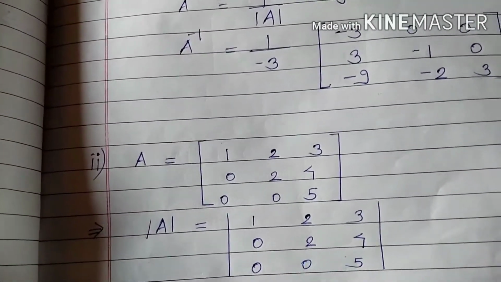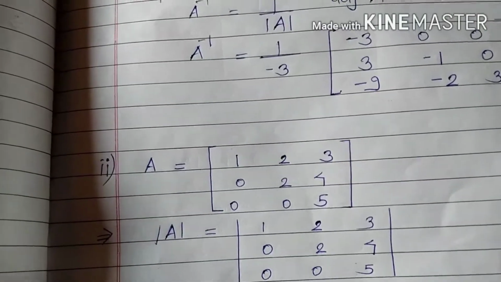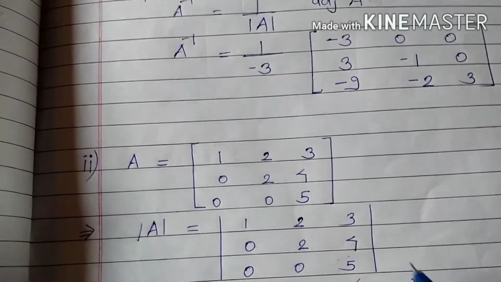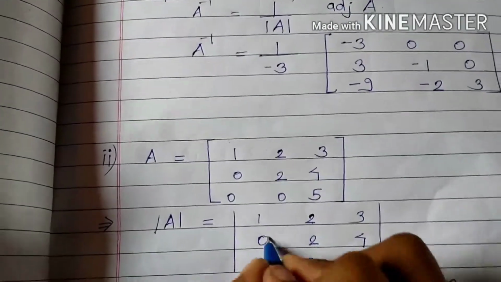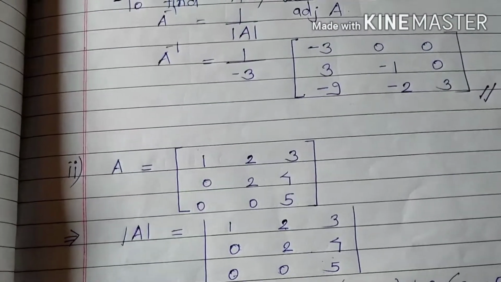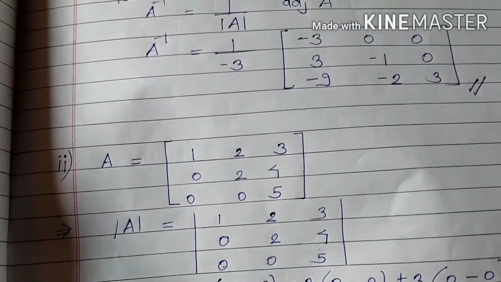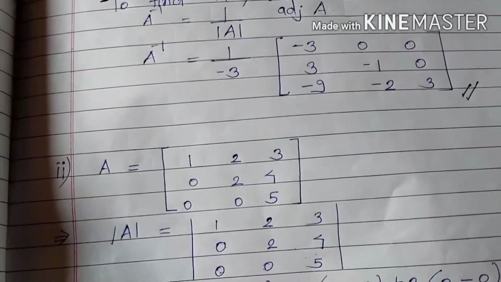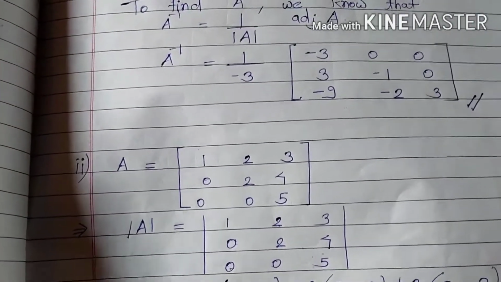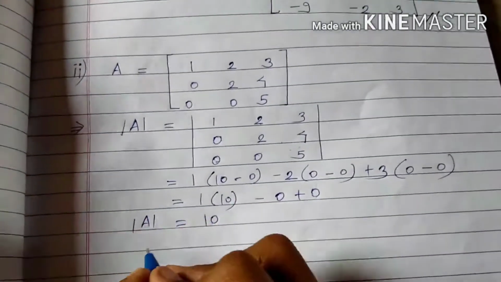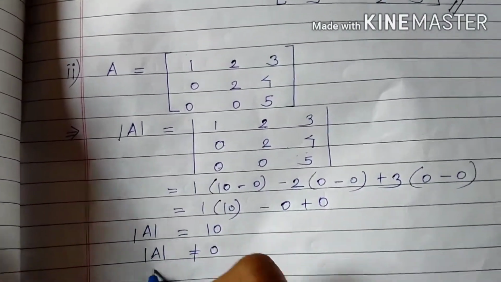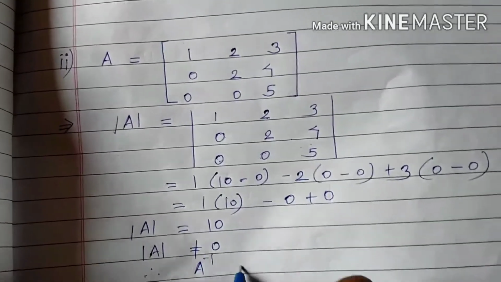1 into (2 into 5, 10) minus 0, minus 2 into (5 into 0, 0) minus 0, plus 3 into (0 into 0, 0), minus 2 into 0, 0. So the answer is 1 into 10, minus 0, plus 0. Therefore the determinant of A is not equal to 0. Therefore A inverse exists.